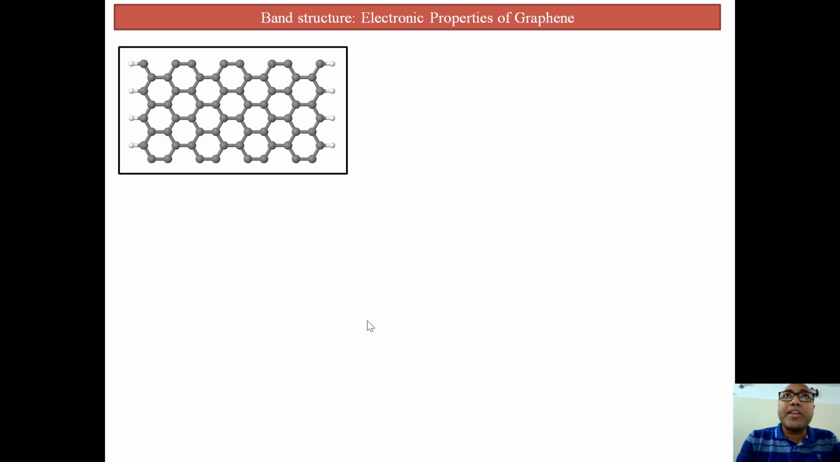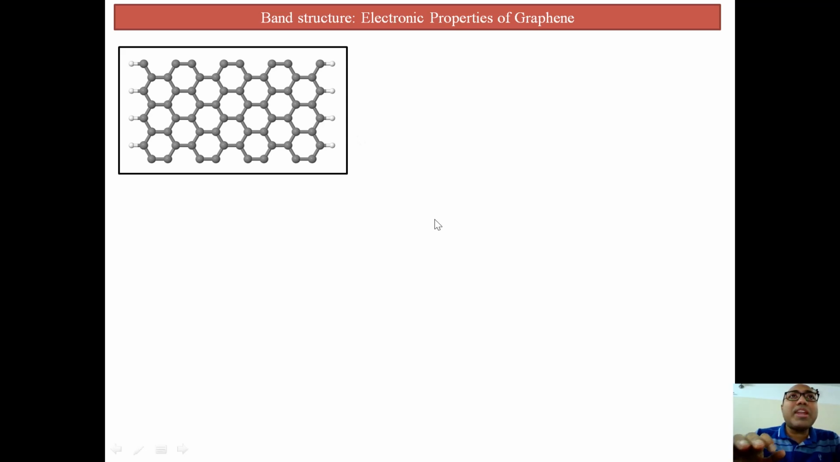The importance of graphene, please go through that also. I don't need to discuss those things. But what I am going to discuss here is how to find the E-k diagram of graphene, applying all this theory. And I hope that will help you to understand whatever I have told. So the basic structure of graphene looks like this.